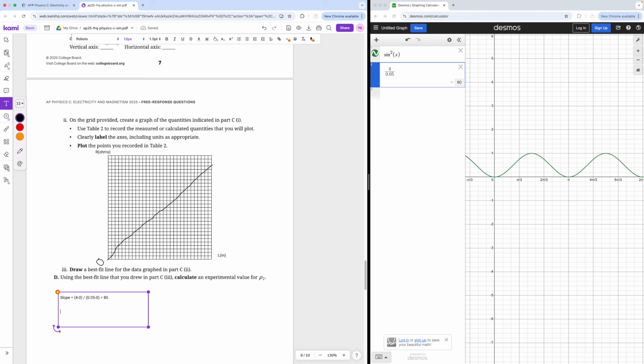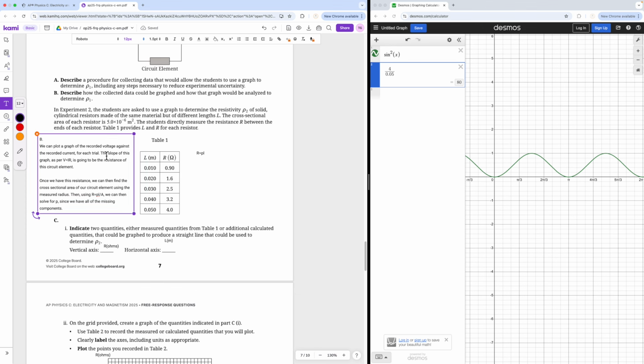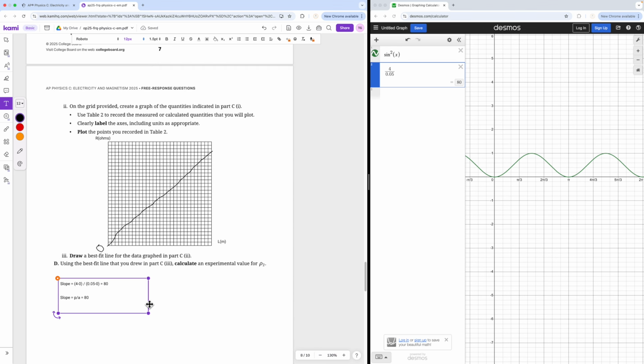Now how are we going to use this? Resistance equals rho L over A. We know L, we know R, that's what we're graphing. Meaning your slope is equal to rho over A. So slope equals rho over A, it's equal to 80. What's the value of our cross-sectional area? 5 times 10 to the negative 6.